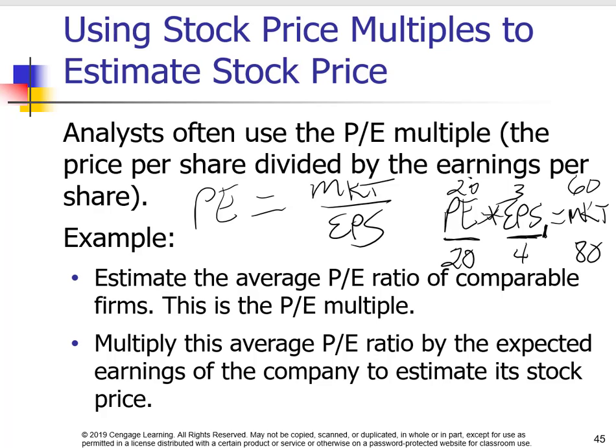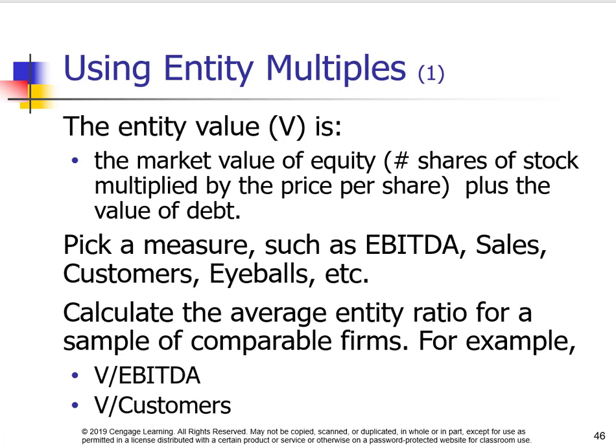So again, it's a pretty simple model, and there are a lot of other kinds of models that you can utilize as well. Price to sales, there's a lot of them. One of the ones that's used fairly frequently is something called the entity multiples. And the entity value of the stock is the market value of the stock plus the value of the debt. Right? So it's just the number of shares of stock multiplied by price, and then you add the value of that. That's called entity value.